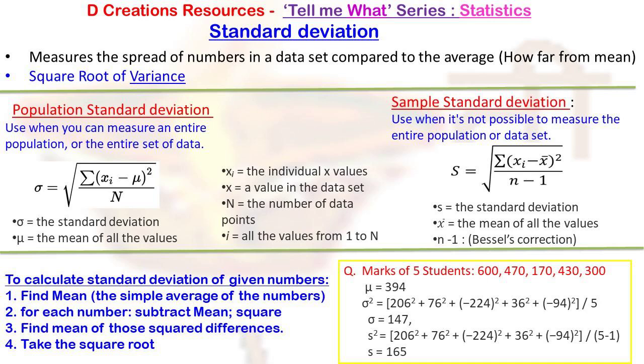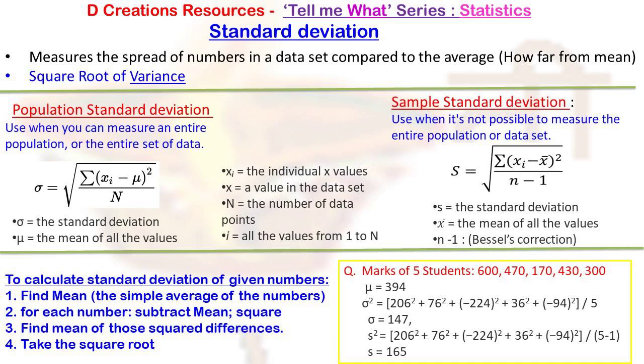Now the third student has got 170 marks. So the marks are below the mean or below the average. So here, when you subtract, obviously you are going to get a negative sign. So 170 minus 394, that is minus 224. Fourth student got 430 and that is 36. So 430 minus 394 basically, which is 36. And the last student got 300. So that is minus 94 because it's less than the average.